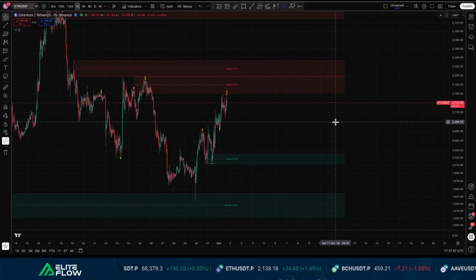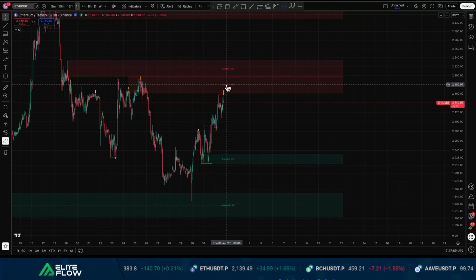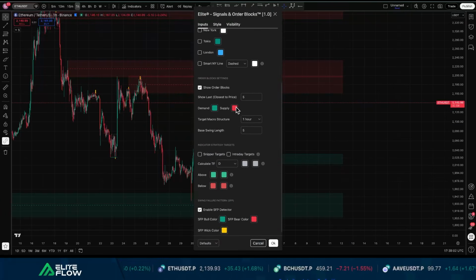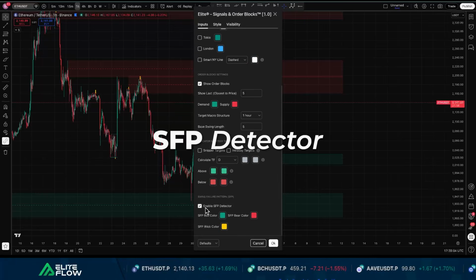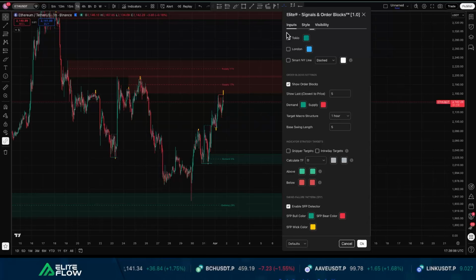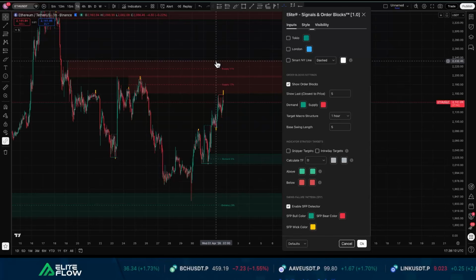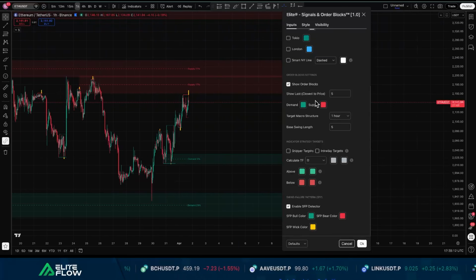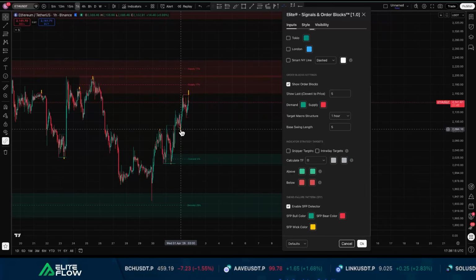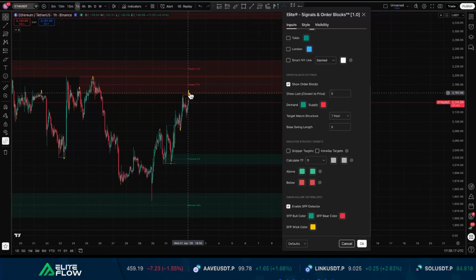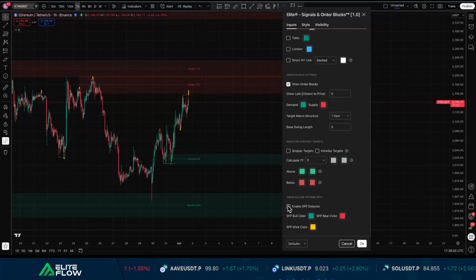Next, this is actually the same as the heat map. If we go down a bit more, we've got the SFB detector. So if you've watched the heat map indicator I released, you will see how these little wicks, these little yellow thingies coming off, are this. So I can turn them off and I can turn them back on.